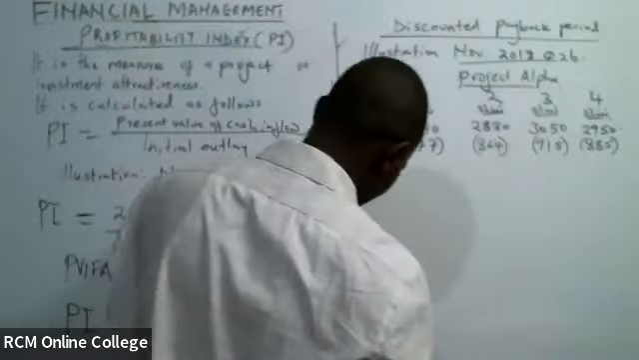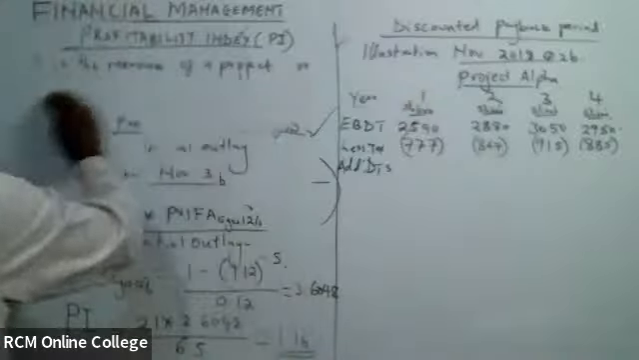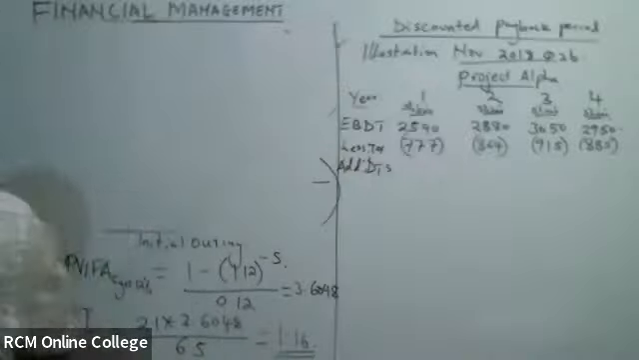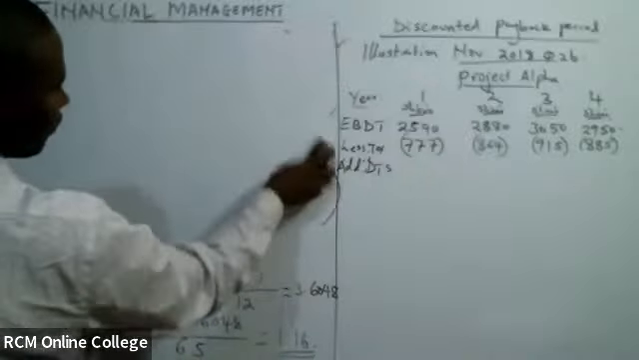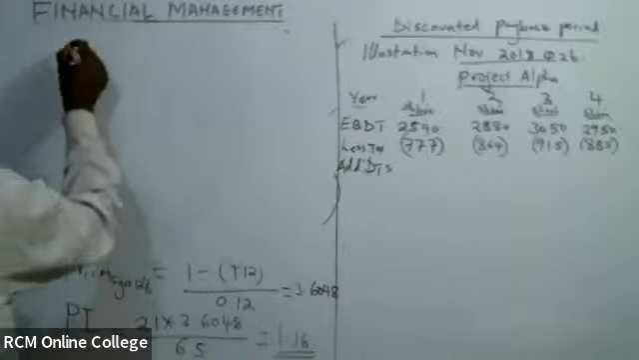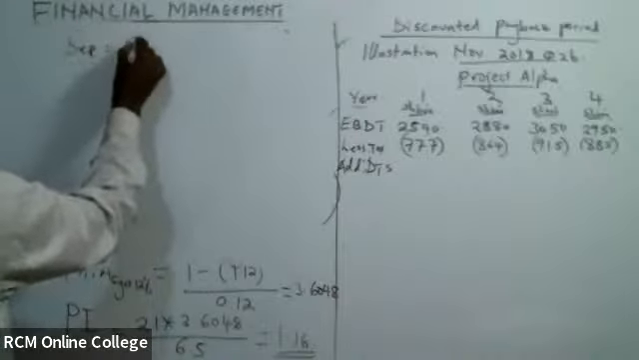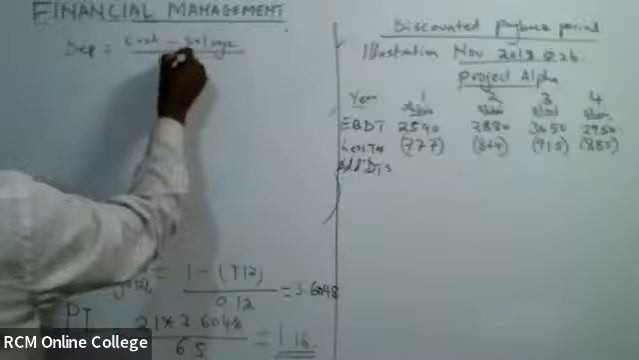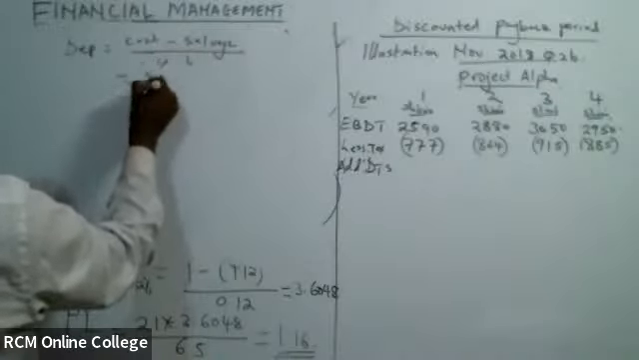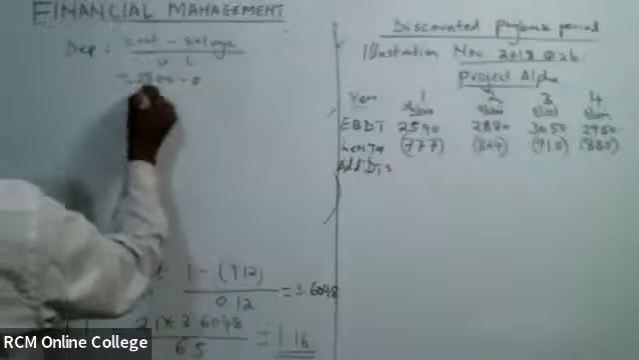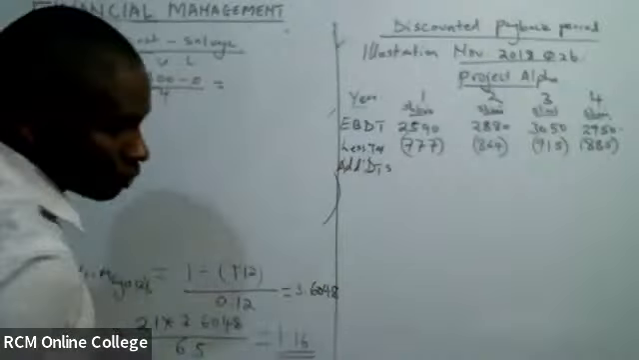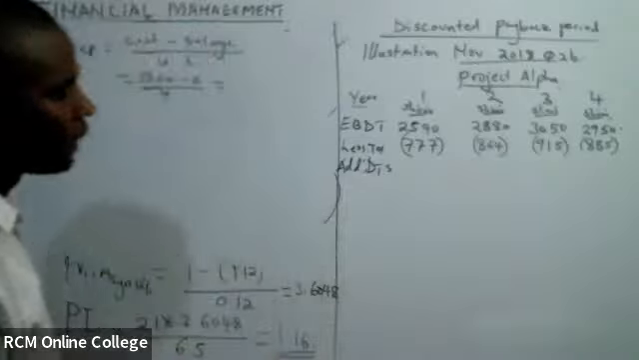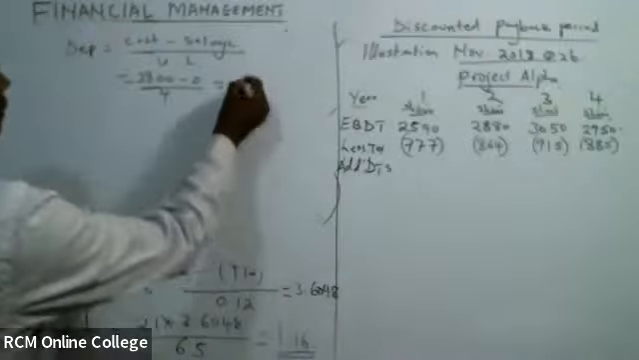So DTS, I know it's tax times depreciation. So I have first of all to identify the depreciation. Depreciation for project Alpha. What is the cost? I know they told us to use straight line. So depreciation will be given by cost minus salvage divided by useful life. They told me salvage is 0. Here I have 3800 minus 0 divided by 4. What will be that? Yes, it is 3800. So can you give me that? It's 950.